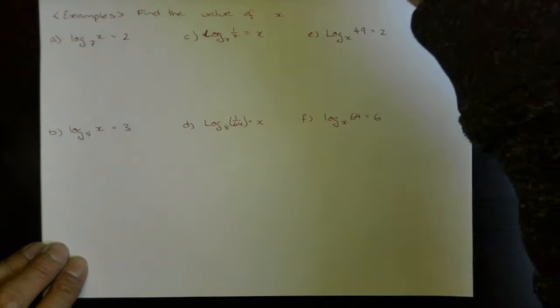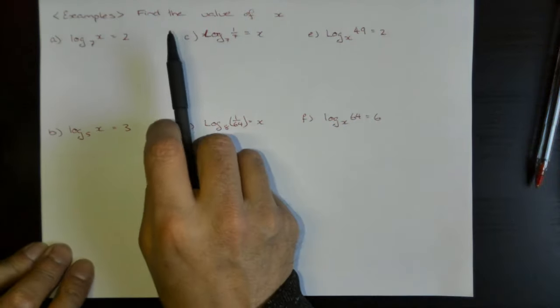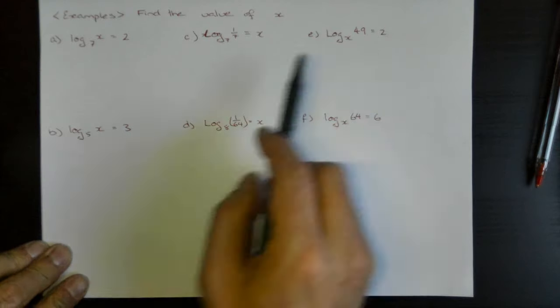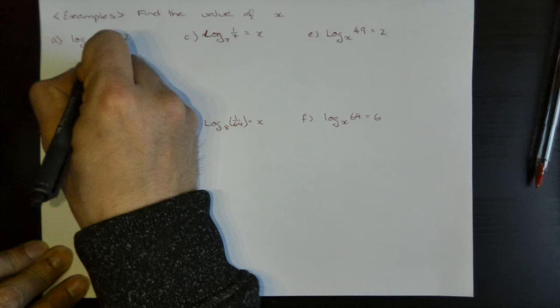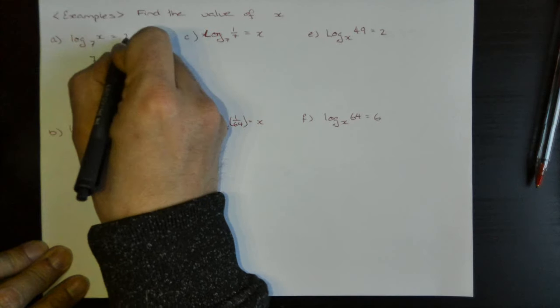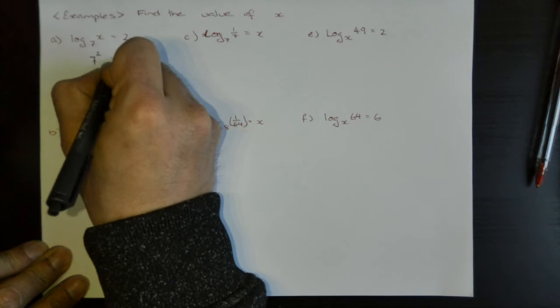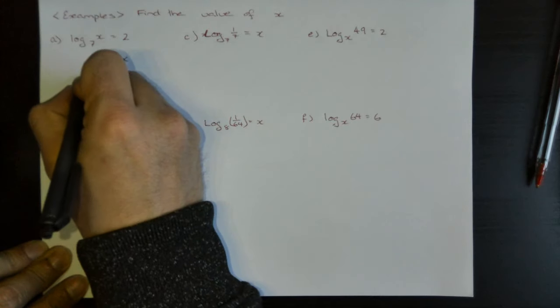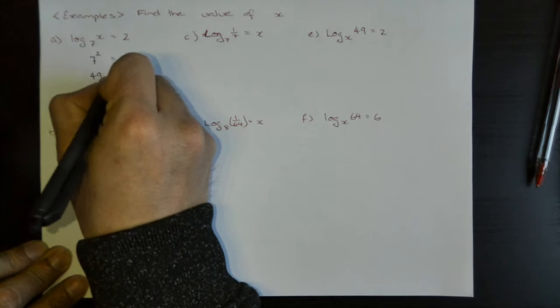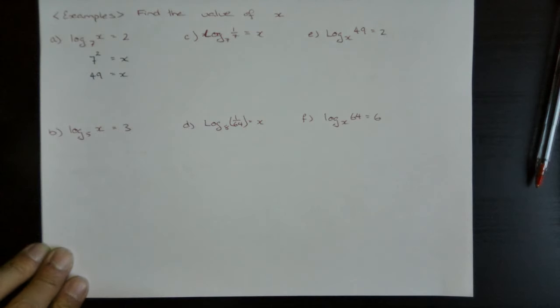Okay, let's do some examples. We want to find the value of x in all these problems. Remember, if I'm going to write it in index form, 7 is your base, that's your index, and it would equal the answer. Well, 7 to the power of 2 is just 49. So x has to be 49.